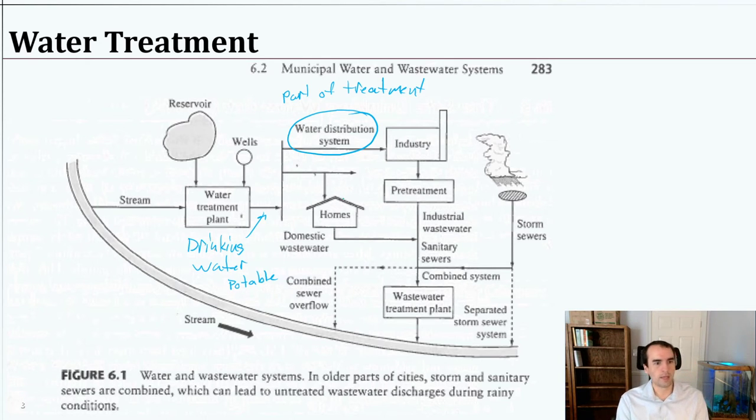Okay, so then from there, our homes discharge water. Industry discharges their wastewater. A lot of times they'll have to pre-treat it so that whatever toxics and chemicals they're discharging do not harm or cause the municipal wastewater treatment to fail. Sometimes they can discharge straight to a system on their own if they've treated it sufficiently. Sometimes they pay the sewer to take their wastewater.